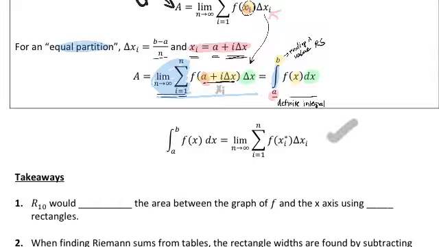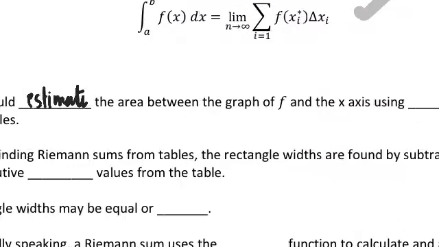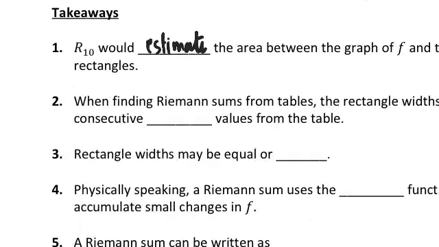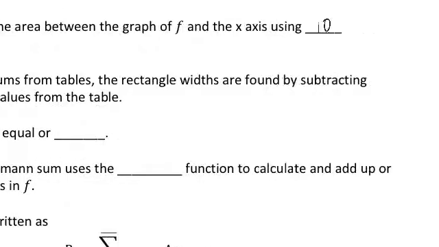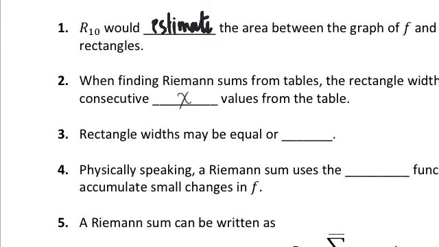And here it is again. So pause the video and do the takeaways. So the takeaways: R10 would estimate the area between the graph of f and the x-axis using 10 rectangles. When finding Riemann sums from tables, the rectangle widths are found by subtracting consecutive x values from the table. Rectangle widths may be equal or unequal. We saw that with our table problems.